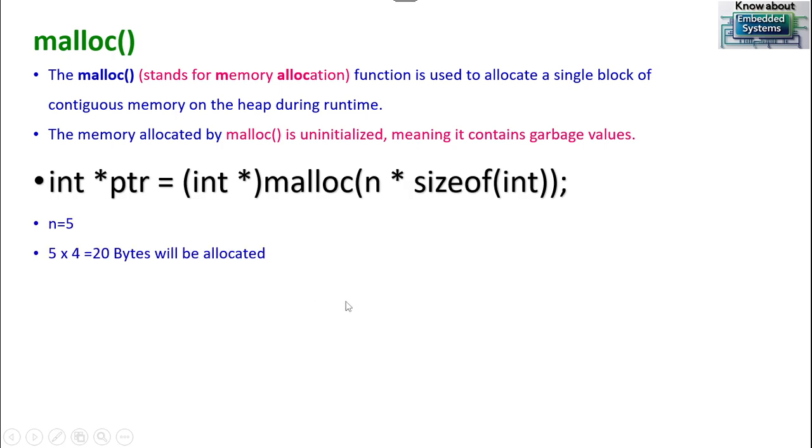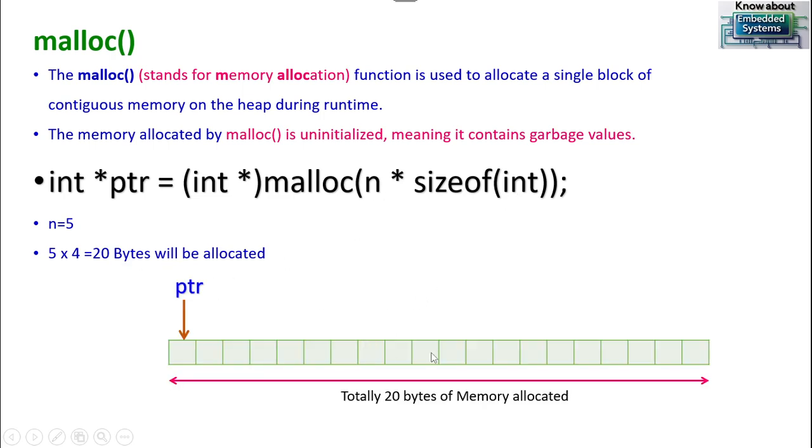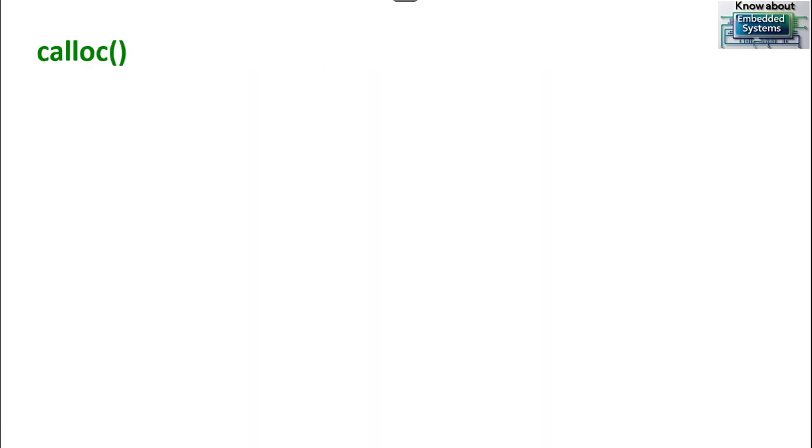So let us consider one example. Let us consider n is equal to 5, and consider the size of integer. Size of integer is nothing but 4 here. 4 into 5 is nothing but 20. So 20 bytes will be allocated in the memory with the help of the malloc function. So I hope malloc is clear to you now.